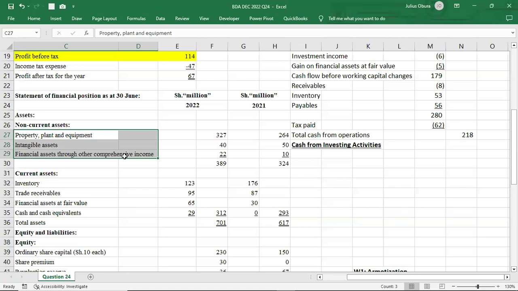Number two, was there an acquisition? And what was the cash movement for the disposals and acquisitions? So we are going to start with property, plant, and equipment, that is PPE. Was there a disposal? Yes, I remember we had a disposal from additional information number one.